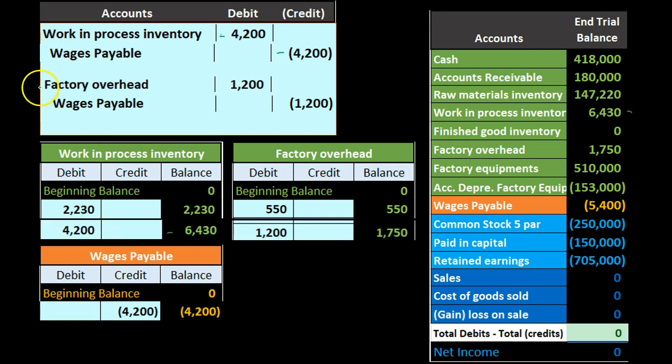Wages payable. Then we have the factory overhead, 1,200. It was at 550. We're going to debit it 1,200 to 1,750. That's the amount in factory overhead. And then we've got the wages payable again, which was at 4,200. We're going to credit the 1,200 to 5,400. So now we have wages payable, which we will pay soon. When we do so, we will debit this, making it go down to 0, and credit cash.